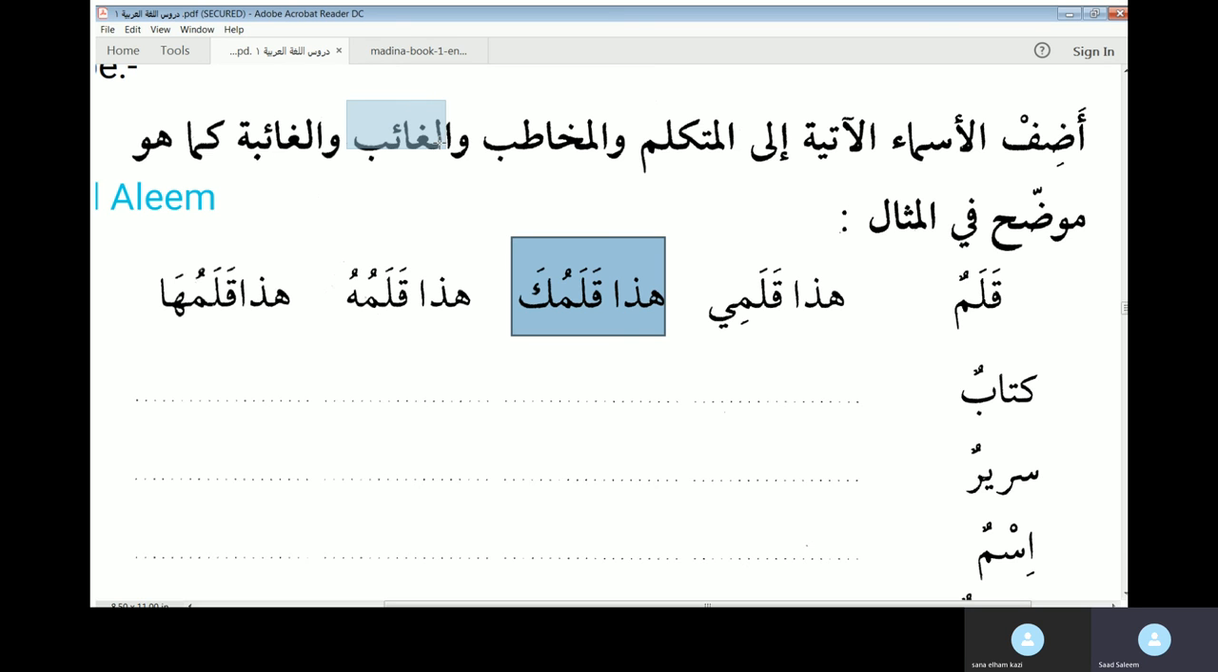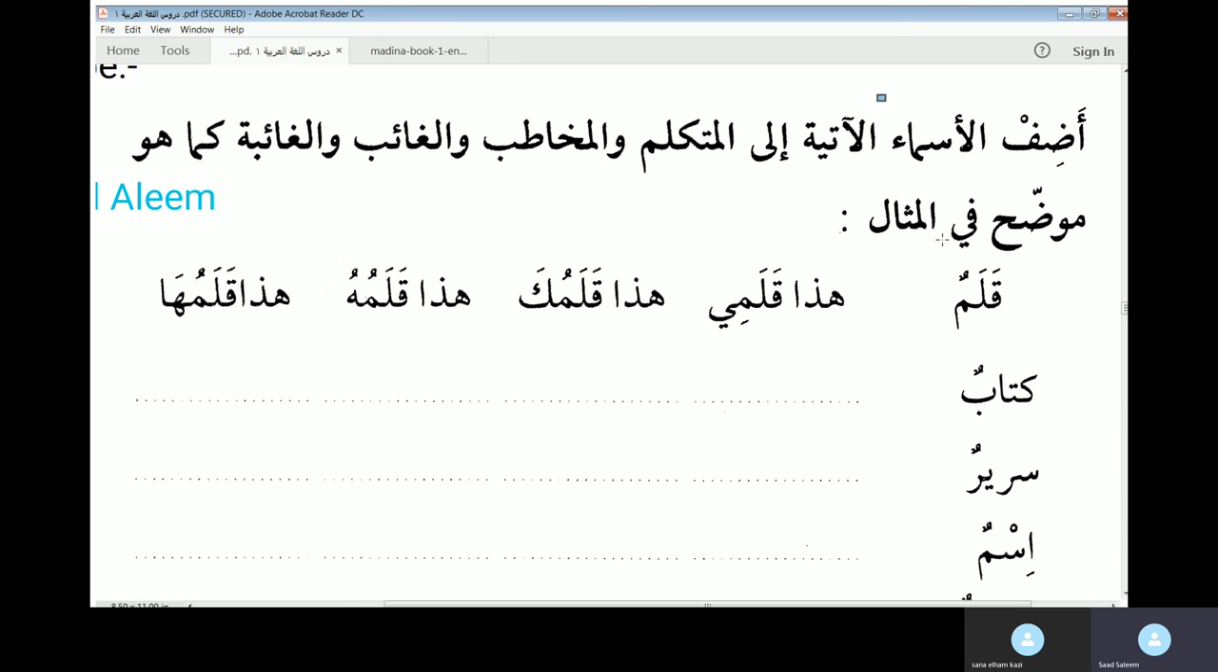Wal ghaib. Gaib means third person masculine. Haza kalamuhu. This is his friend. This is an example of gaib. Wal gaiba is used for third person feminine. Haza kalmuha. This is an example of gaiba. Azif means add. Add the following nouns into mutakallim, mukhatib, walghaib and ghaiba.